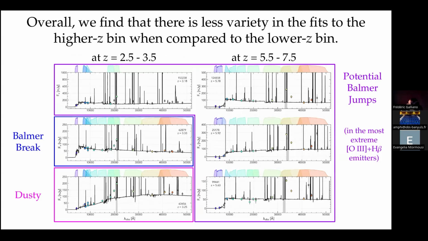Overall, we find that there's a larger variety in the fits that Beagle gets in our lower redshift bins. Across the whole sample, there are some potential Balmer jumps in the most extreme O3 H beta emitters. And in our lower redshift bin, we get a variety of things like Balmer breaks and dusty galaxies. So yeah.